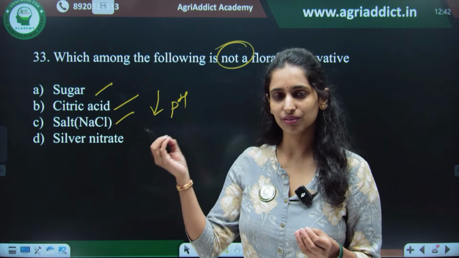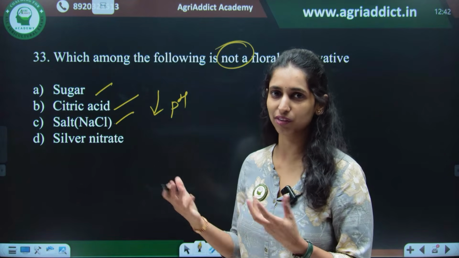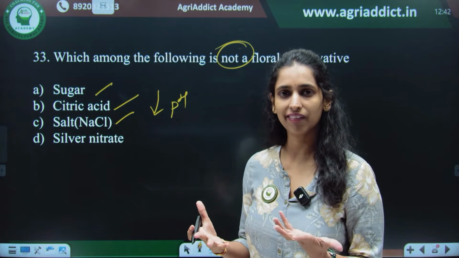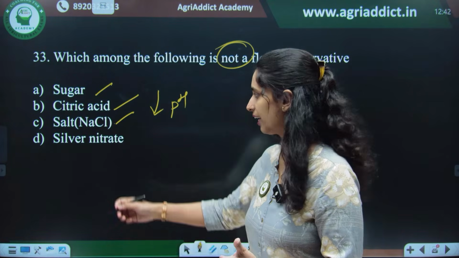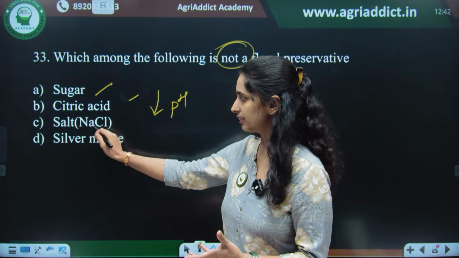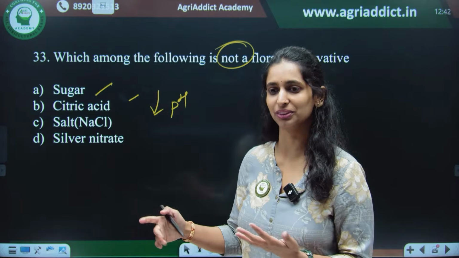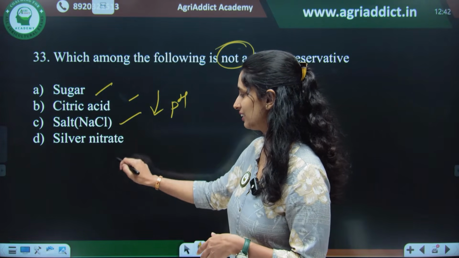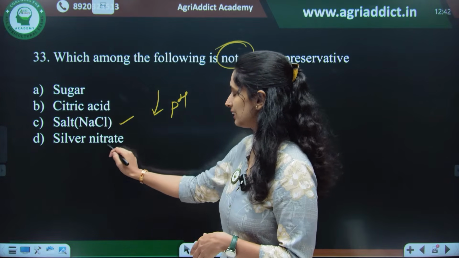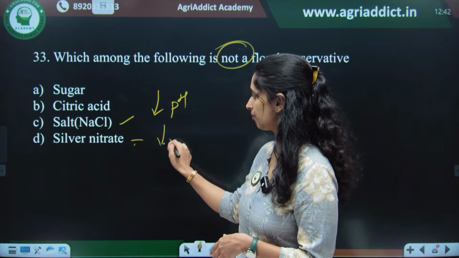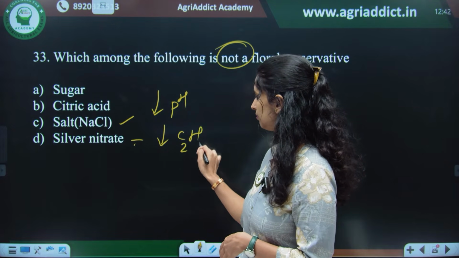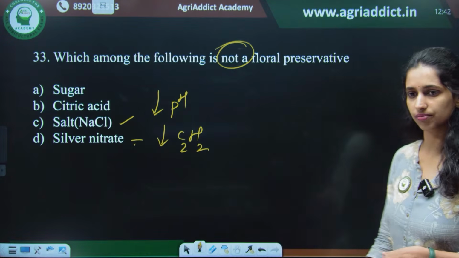If you add salt to the flower, what will happen? The flower will wilt. It won't respond. It has no role as a flower preservative, but we can use it in pickle. So the correct answer is C. And silver nitrate helps to reduce the ethylene.